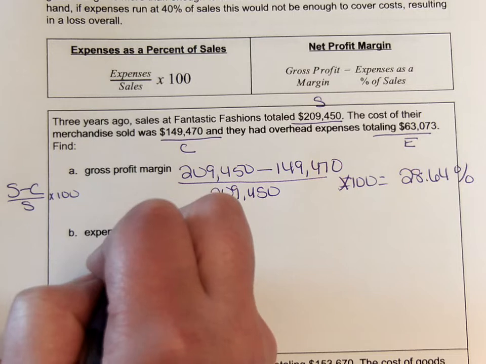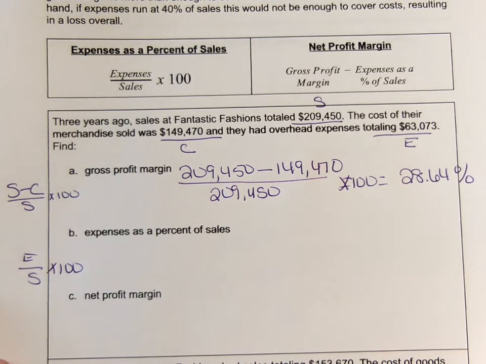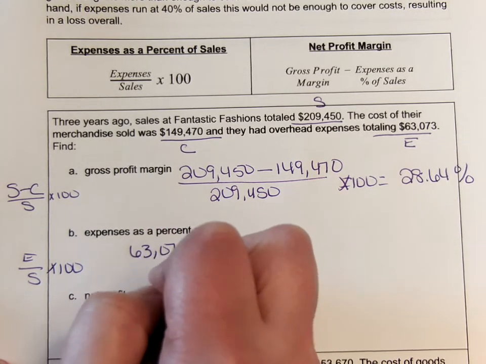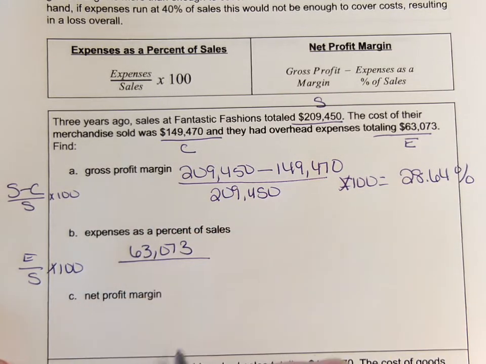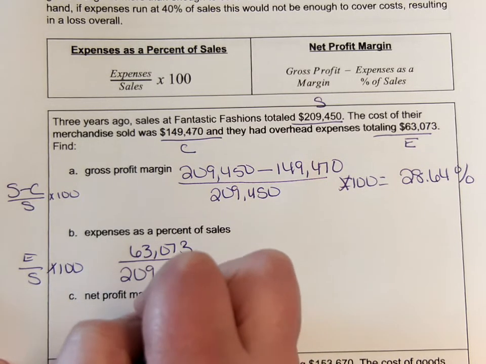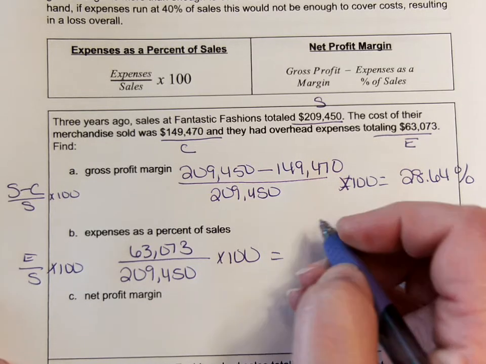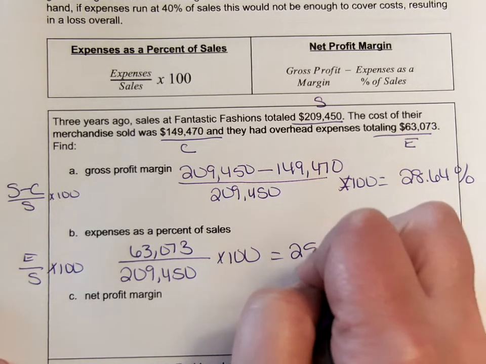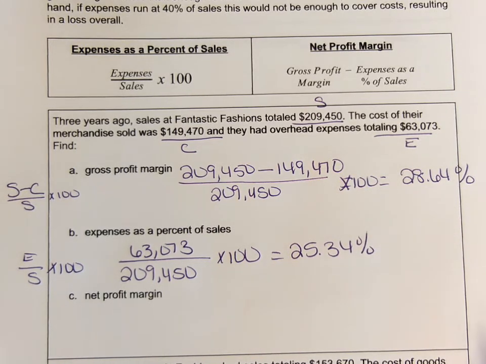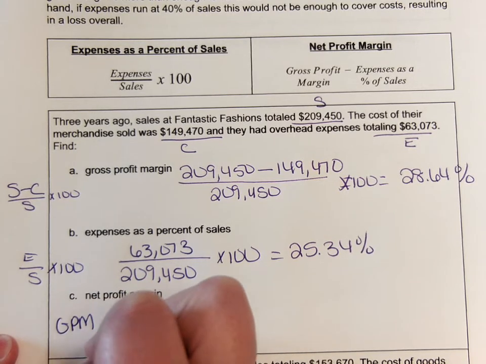Then we're going to calculate our expenses as a percent of sales. So we're going to do expenses divided by sales times 100. Our expenses are 63,073, and then we're going to divide by our sales, the 209,450, times 100. And when you do that, you'll get 25.34%.